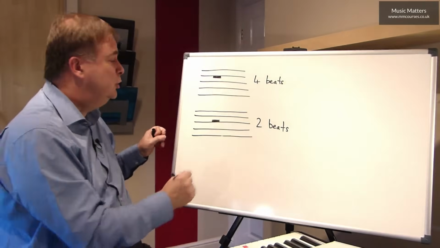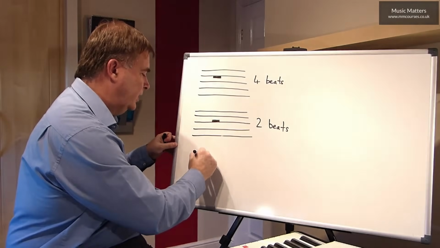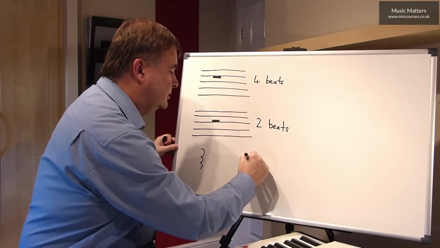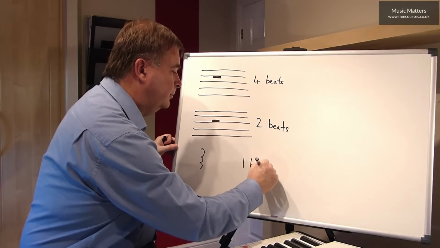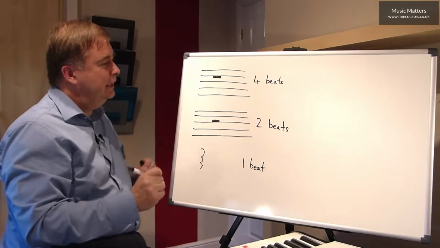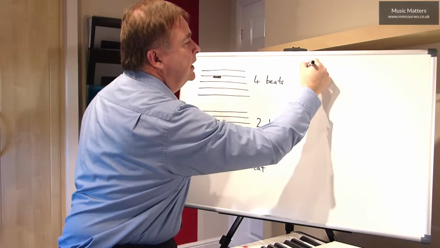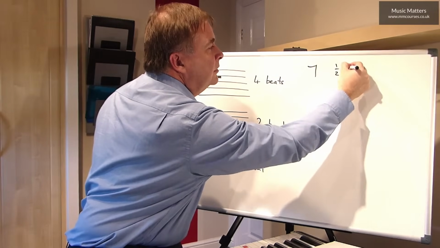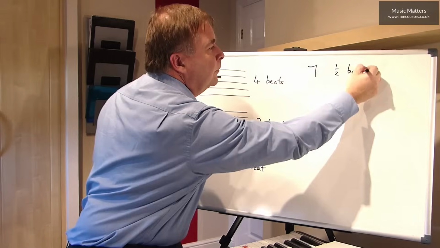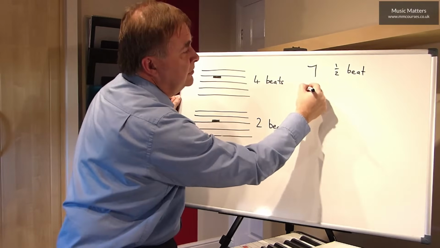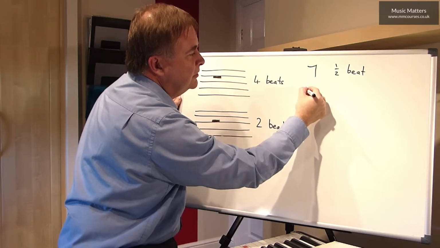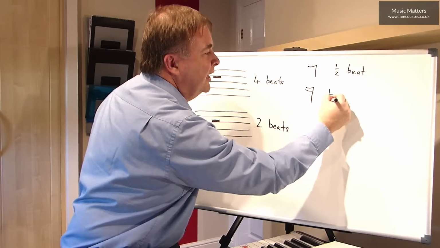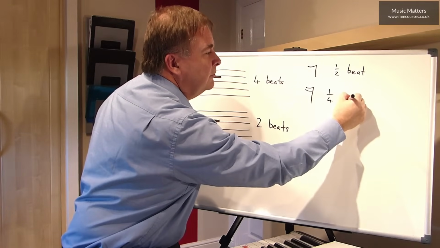We then have a crotchet rest, which is written in various ways, but there's one way of doing it. That's a crotchet rest, and that, of course, is worth one beat. And if we go on from there, the quaver rest looks like a seven. So that's a quaver rest, and it's worth half of a beat. And just as we did with the length of notes, if I put an extra hook on that quaver rest, there's a semiquaver rest, and that's worth a quarter of a beat.